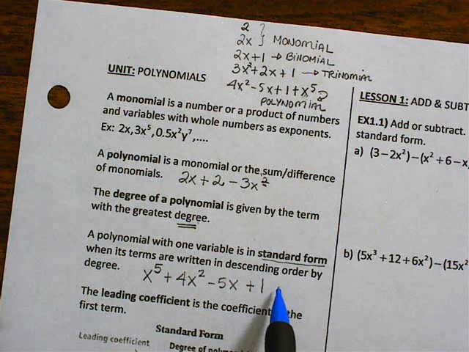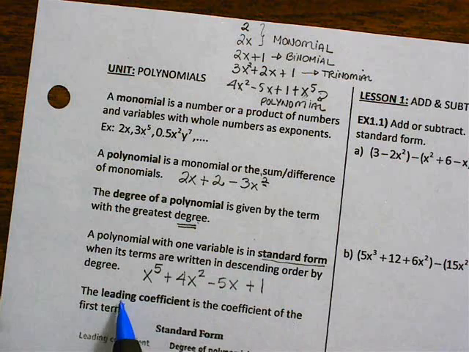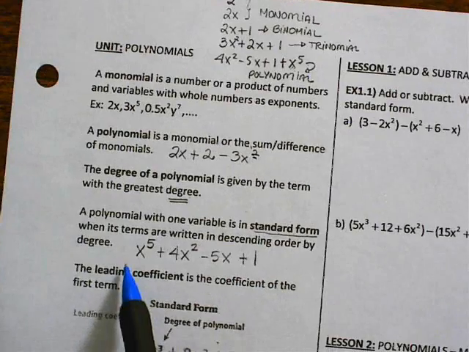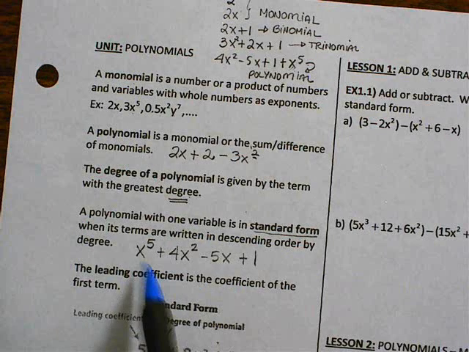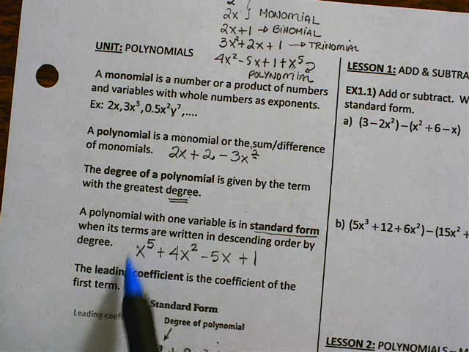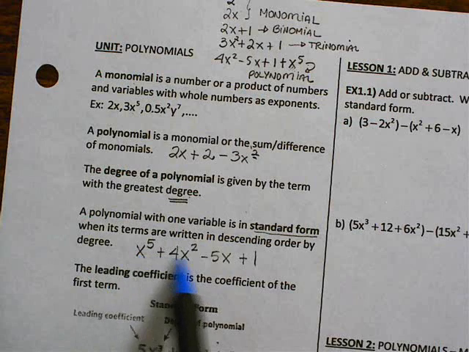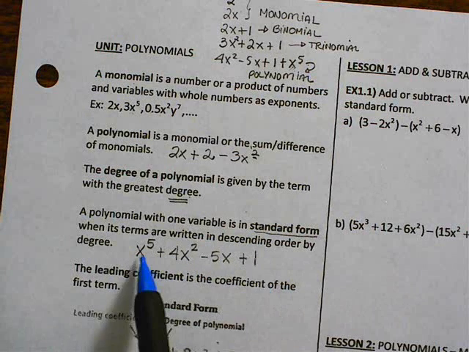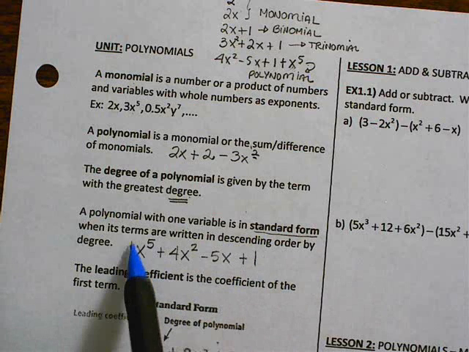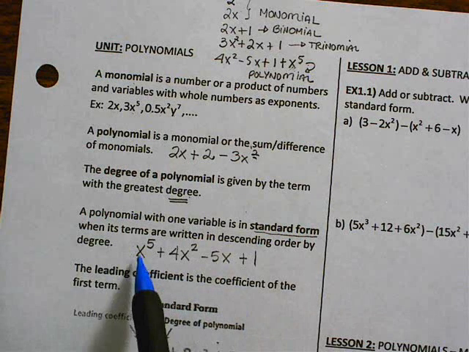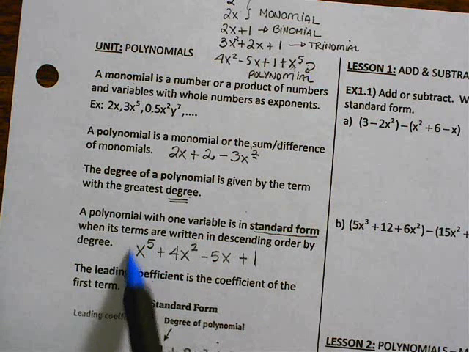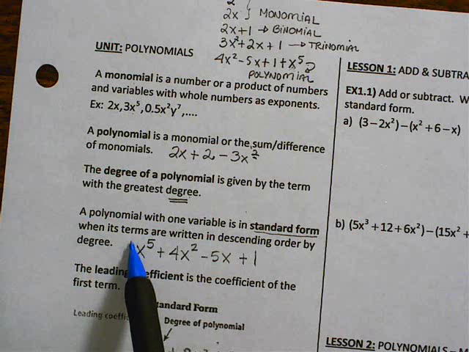Okay, now let's talk about leading coefficient. Leading coefficient is the number in front of the first term when the polynomial is written in standard form. So once you put them in standard form, the number in front of the letter with the biggest exponent will be your leading coefficient. So in this problem here, what's my leading coefficient? The leading coefficient would be number 1.